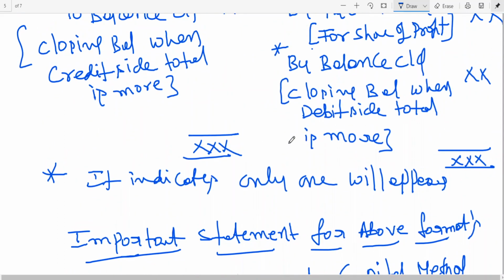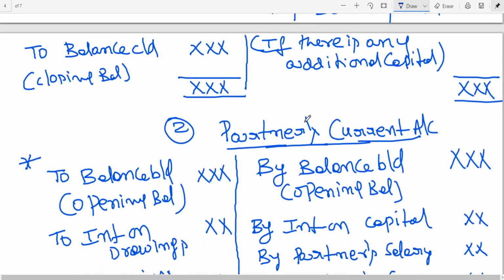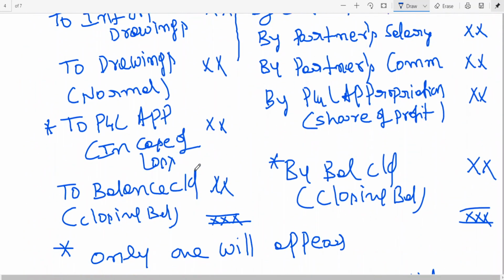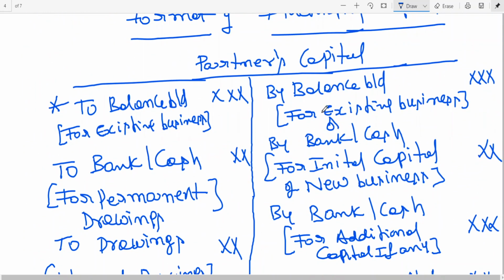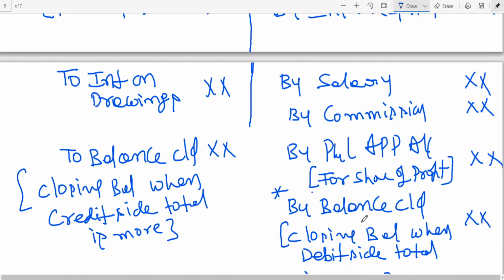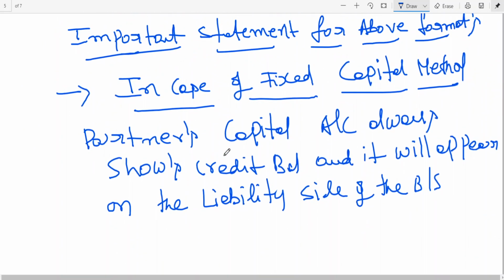Is this clear? See, these things you have learned in final accounts. In final accounts, we used to show this directly in the balance sheet. Actually, sole proprietor final accounts is like a fluctuating capital. You used to add opening capital, additional capital, interest on capital, salary, profit, drawings, interest on drawings, like we do now. That we are doing by opening which account? Ledger account. So I think it is clear to all of you. In case of fixed capital, partner's capital account always shows which balance? Credit balance, and it will appear on the liability side.